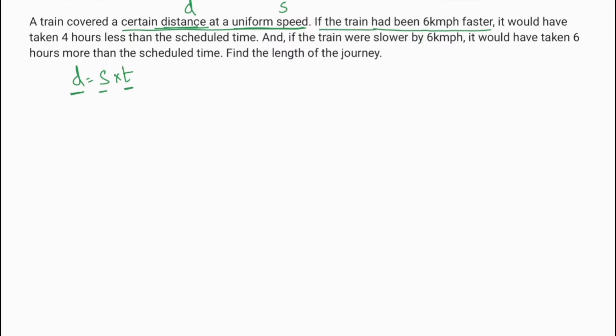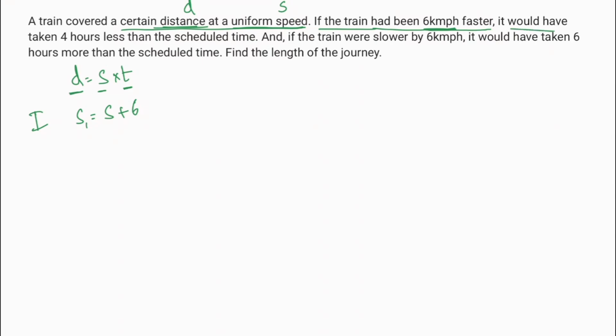Now here what is the first case given? What is the first condition given? If the train had been 6 kilometers per hour faster, that means if the train increases its speed by 6 kilometers per hour. So what will the new speed be? New speed will be original speed plus 6 kilometers per hour. Then it would have taken 4 hours less than the scheduled time. See here, the scheduled time is t. So what will be the new time? If the speed is increased by 6 and the time taken would be 4 hours less, the new time would be original time minus 4 hours.